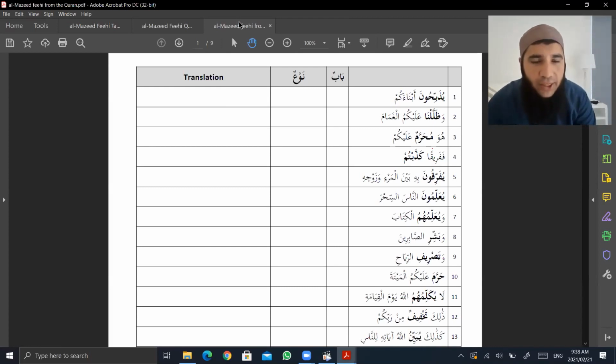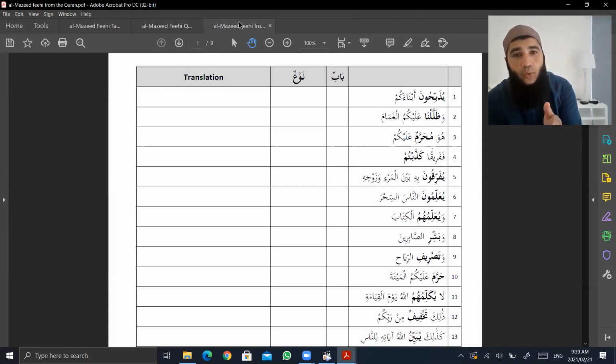So what does it mean? They are causing a separation. Fihi, with it. This is actually, the verse refers to black magic. So they are causing a separation with it, meaning black magic. بين المرء وزوجه. بين, between; المرء, a man or the man; وزوجه, and his wife. Right? يفرقون به بين المرء وزوجه. They are causing a separation with it between the man and his wife.